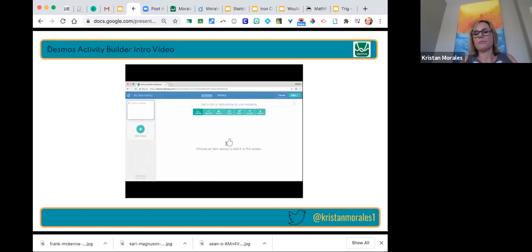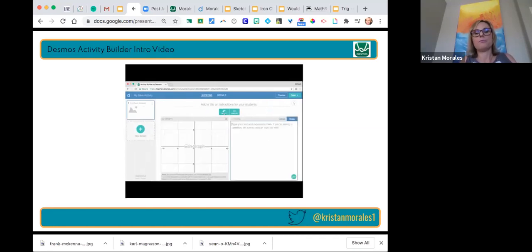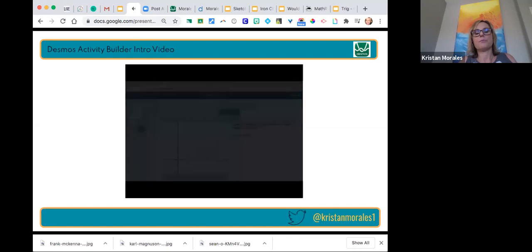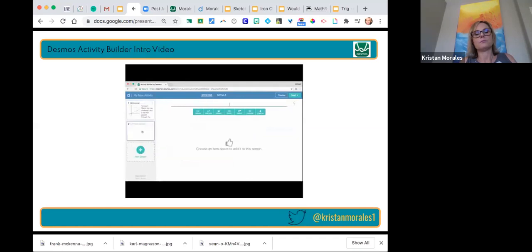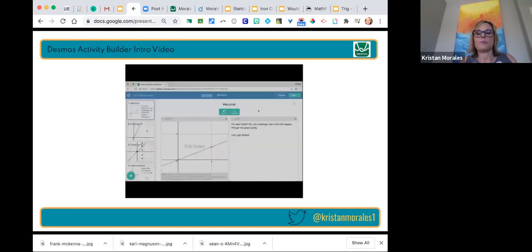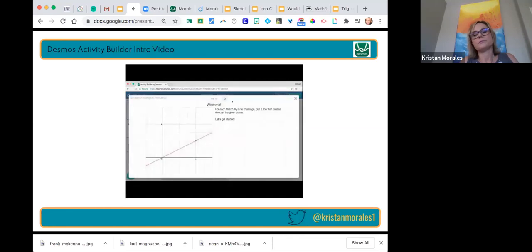Add more components to the screen. Here I'll add a graph and a note. Once you've customized your components, consider adding a screen title. Click here to add as many new screens as you need. Throughout authoring, or at the end when you think you're finished, consider previewing the activity from a student's perspective.